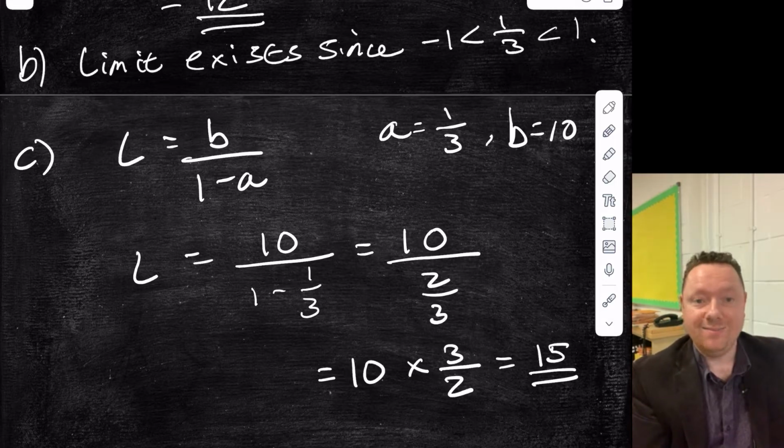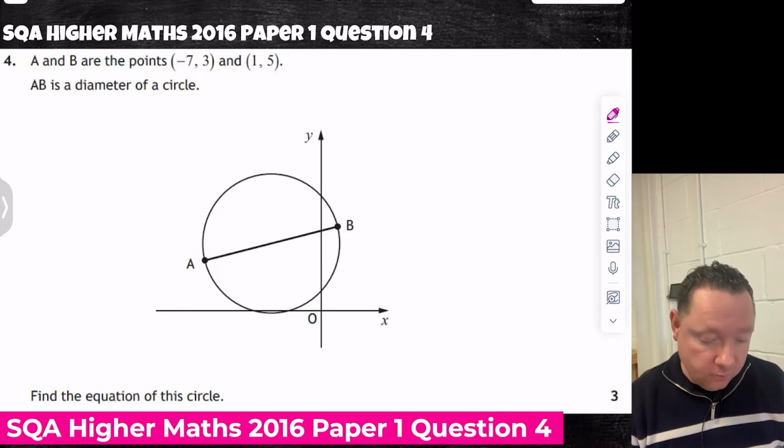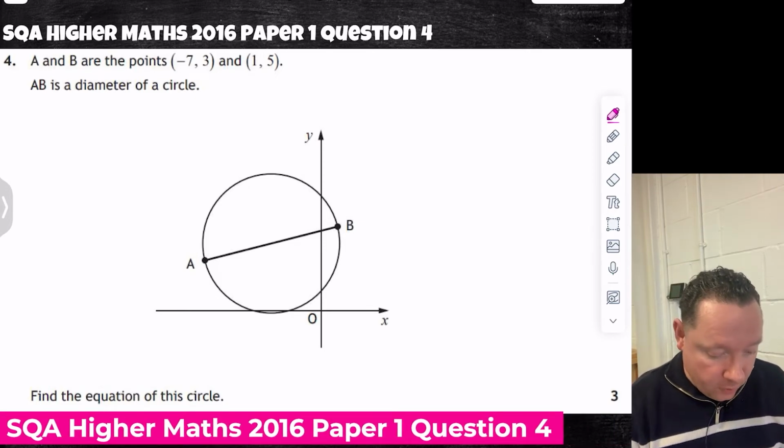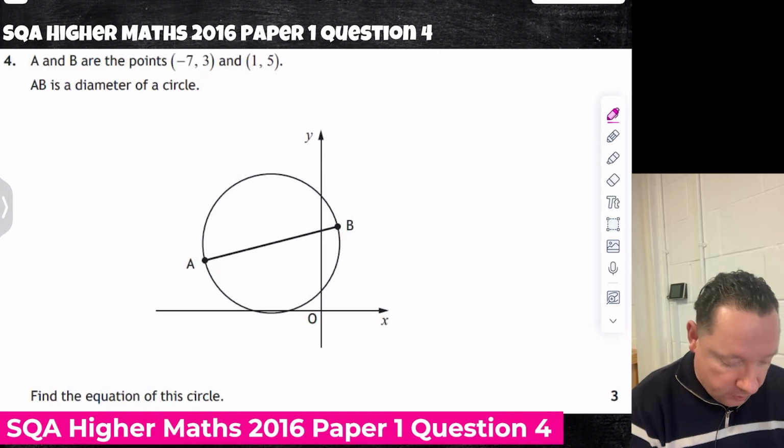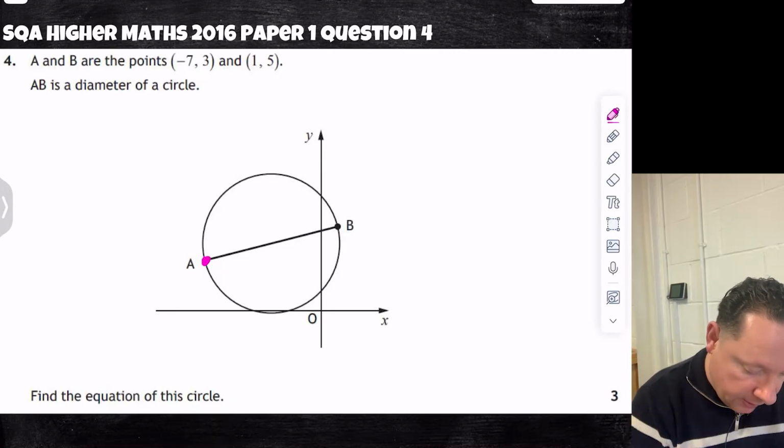And we're done there. SQA Higher Maths 2016, Paper 1, Question 4 on the circle. A and B are points (-7, 3) and (1, 5). Let's just take a note of that. So there's A, (-7, 3), and B is (1, 5).